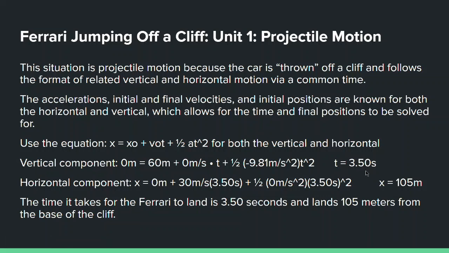So we get 3.5 seconds. And then we can solve for the horizontal distance using that time plus the other information that we already knew. So we end up with a time of 3.5 seconds and a distance of 105 meters from the base of the cliff that the Ferrari will land.